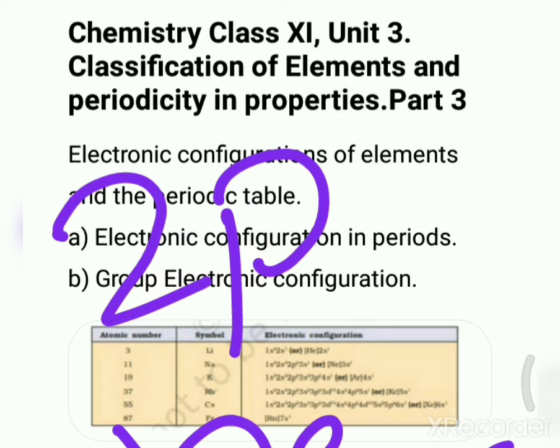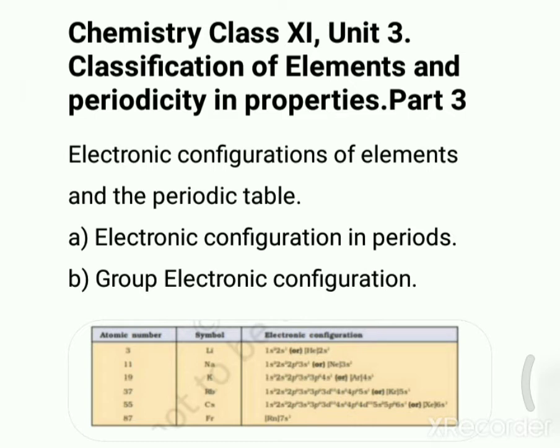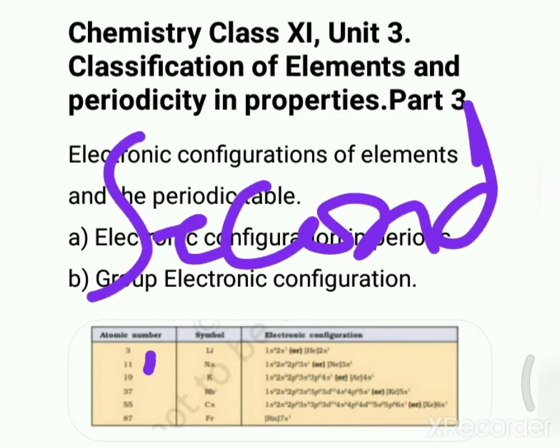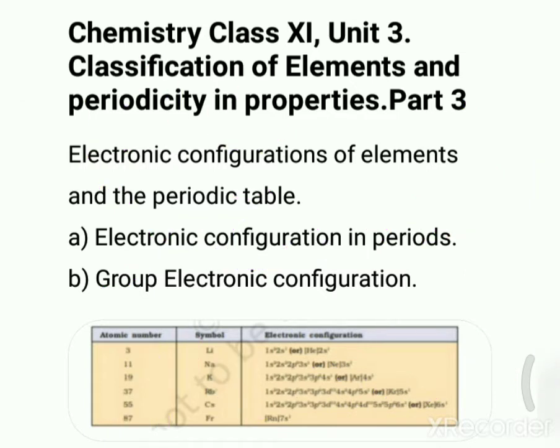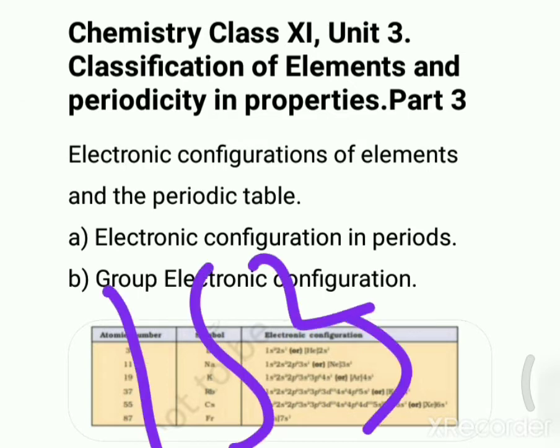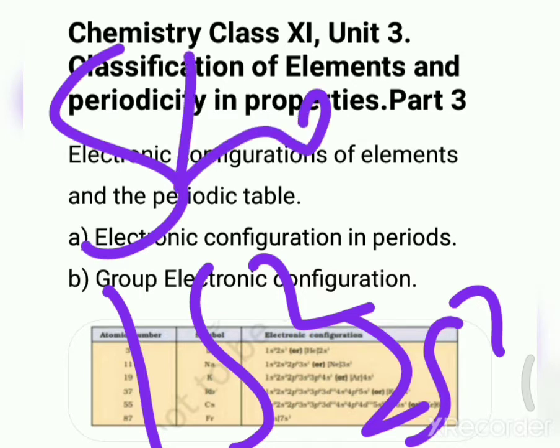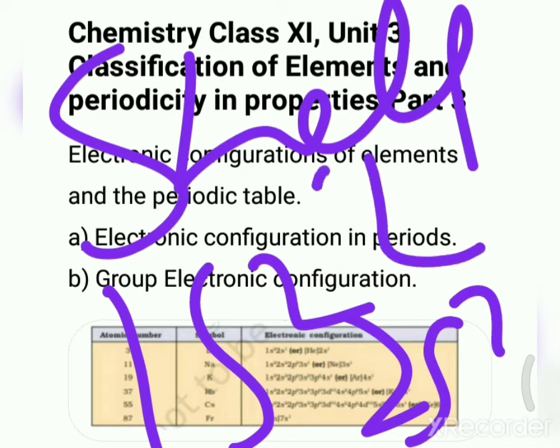Thus there are 8 elements in the second period. In the second period, how many elements are there? There are 8 elements, and neon is the last one. Neon is filled as 1s2 2s2 2p6, and here the L shell is complete.